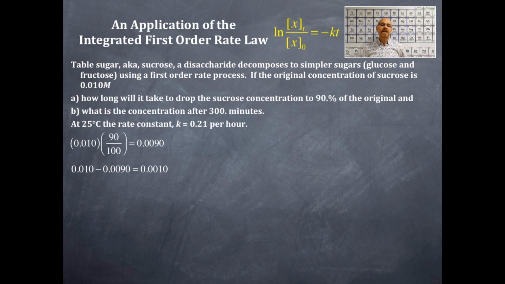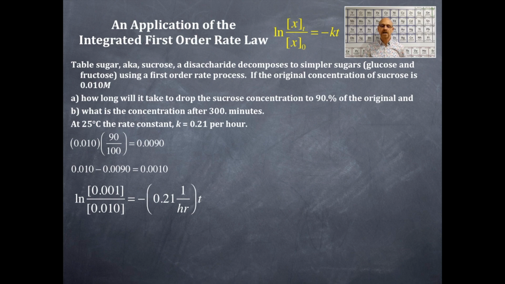All right, so now what we're going to do is plug this into the integrated first order rate law. So my top part, which is x sub t, is the amount that I have at time t, which is the amount after 90% is gone. And then in the denominator, I have the x sub 0, and that is the concentration of the original amount, which is 0.010 molar. I've also plugged into this equation the rate constant, which is 0.21 per hour.